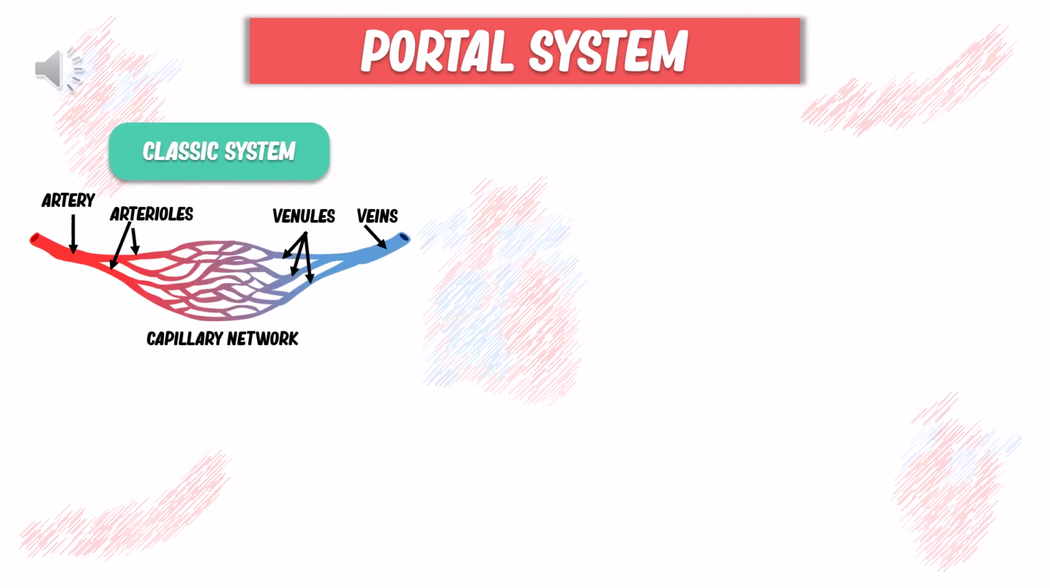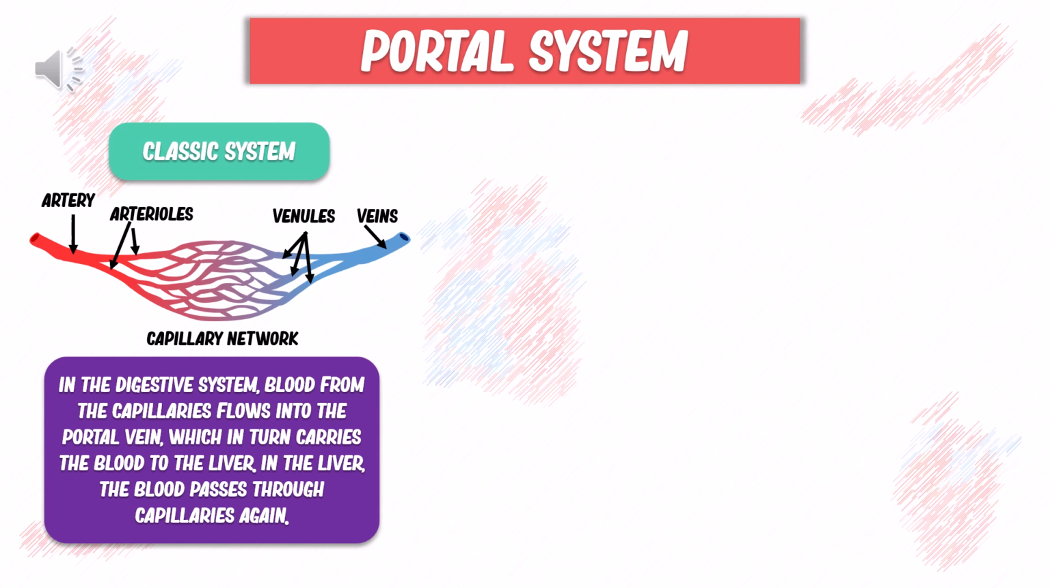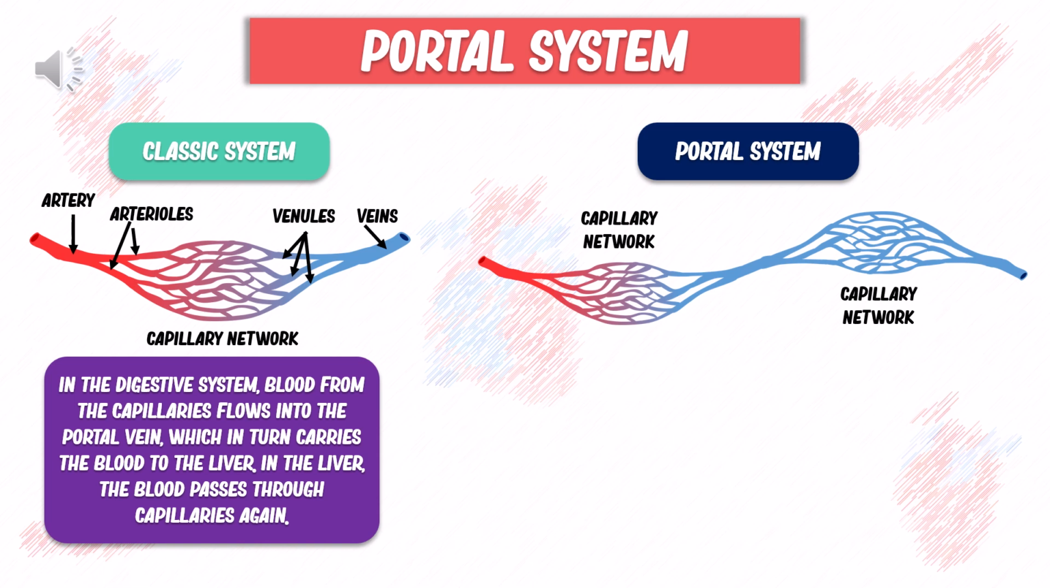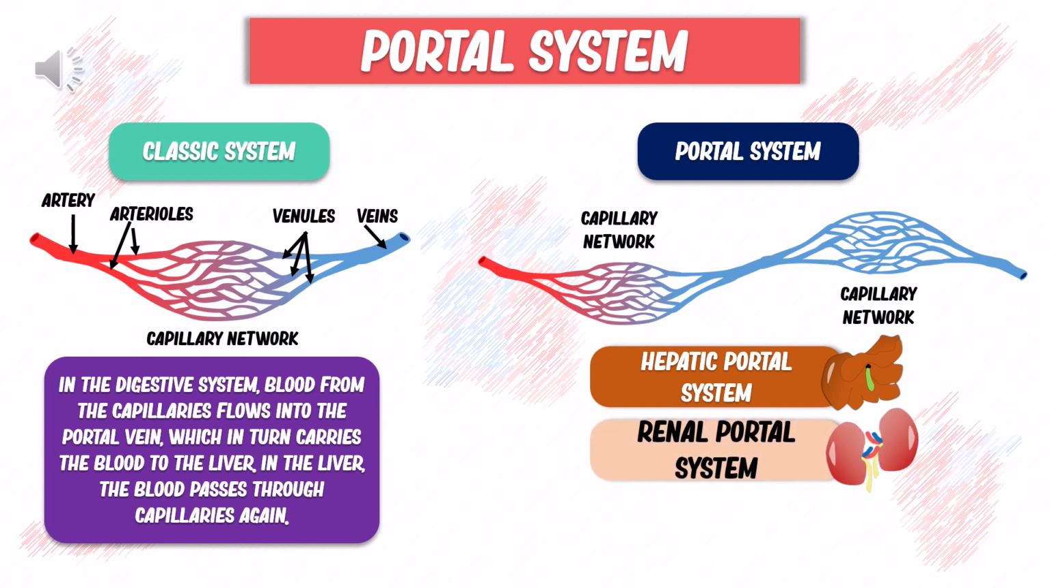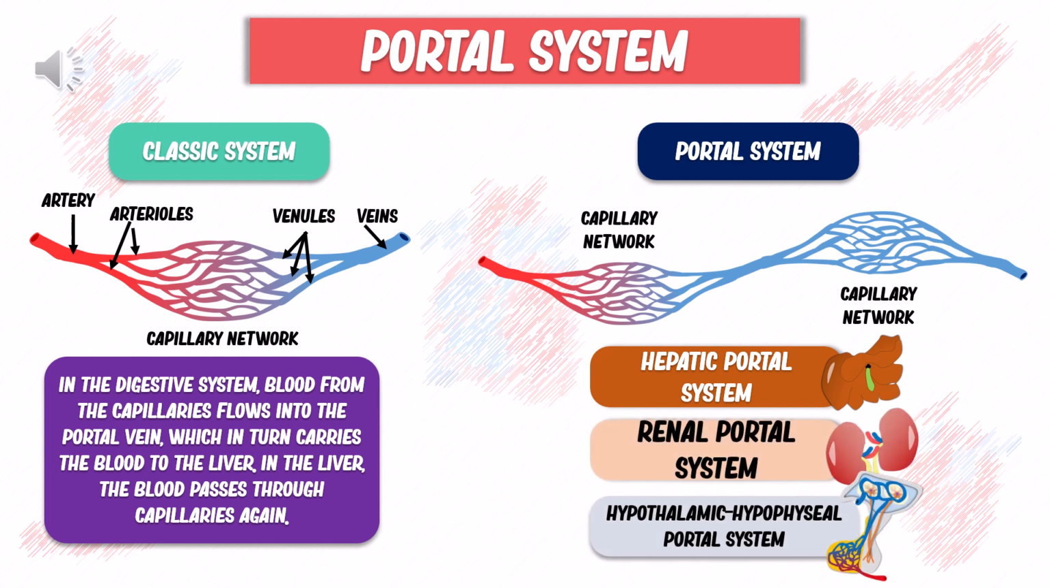Typically, blood follows this path: arteries, arterioles, capillaries, venules, and veins, a classic circulatory route passing through one capillary bed. However, there are exceptions. In the digestive system, for instance, we have the splanchnic circulation. Here, blood leaves the capillaries, flows into the portal vein, and is directed to the liver. In the liver, it enters another set of capillaries before reaching the vena cava and returning to the heart. When blood passes through two capillary beds before reaching the heart, this is called a portal system. One example is the hepatic portal system, but others include the renal portal system in the kidneys and the hypothalamic-hypophyseal portal system in the pituitary gland.